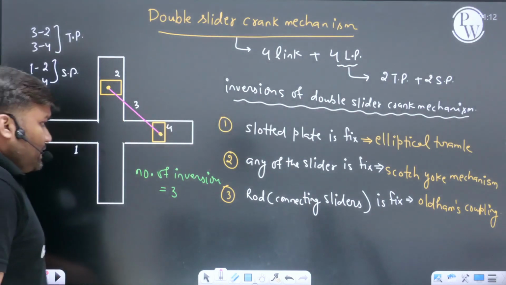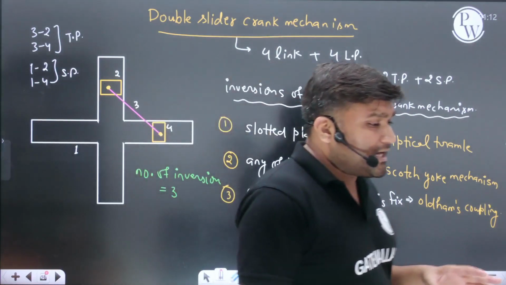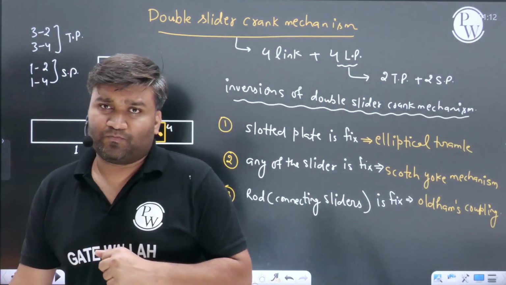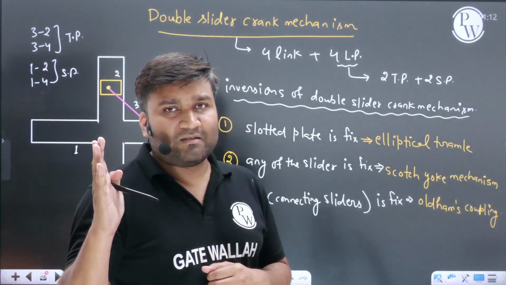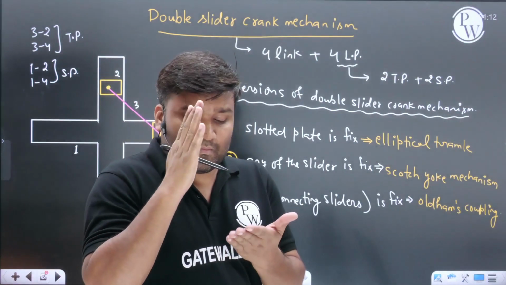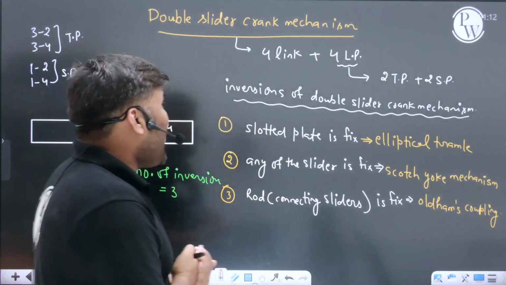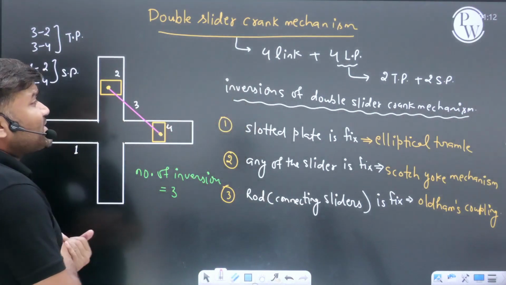Before concluding, let me tell you another important thing. We have the double slider crank mechanism also. We have seen the 4-bar mechanism, the single slider crank mechanism, then we have the double slider crank mechanism. And how does it look? How does the double slider crank mechanism look?